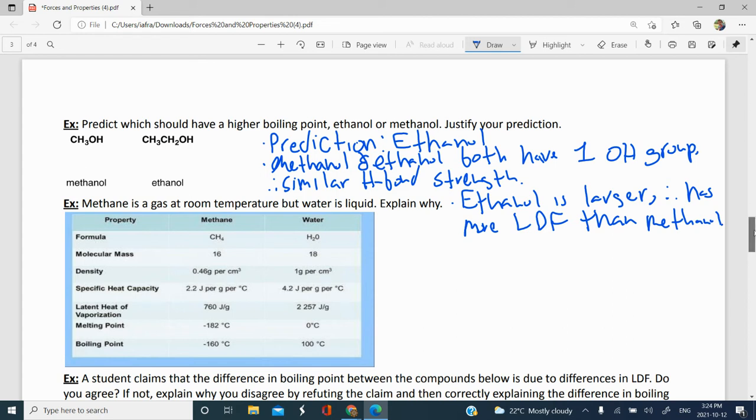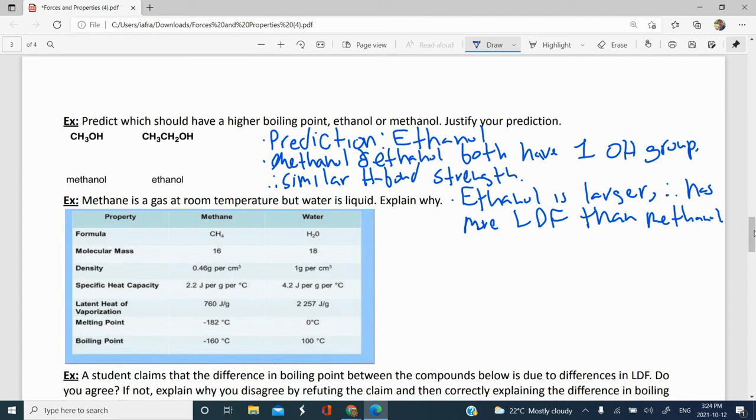And so that's what I'm looking for. I'm looking for, give me the prediction. Tell me something similar they have that would not explain this difference. So it's probably not the H bond that explains the difference. And tell me what does explain the difference: larger molecule, which has more LDF than methanol.